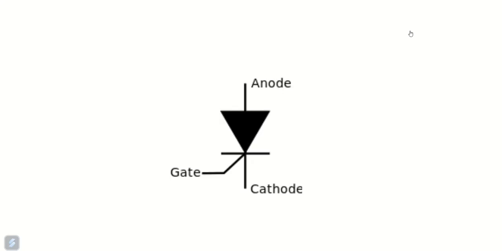So this is the symbol for SCR. It has got three terminals. First is anode, then this is cathode, and this is gate. Positive voltage is applied to the anode, negative voltage is applied to the cathode. Gate helps to bring the SCR into the conduction state. If we apply any gate pulse over here, then SCR will come into the conduction.